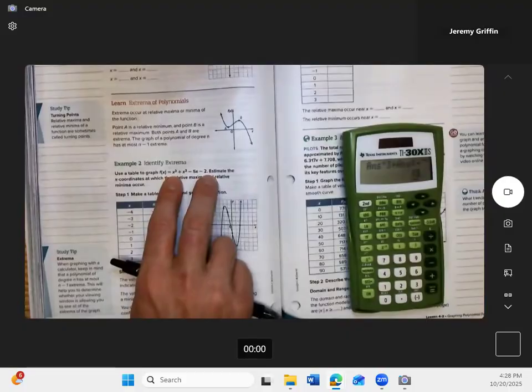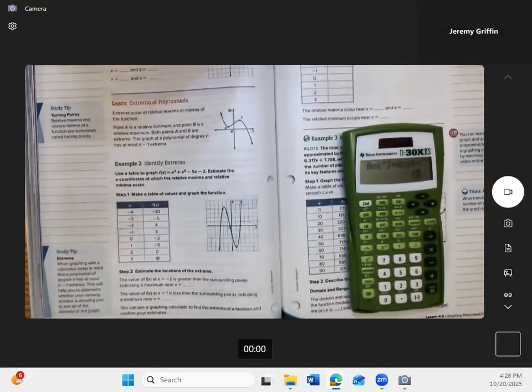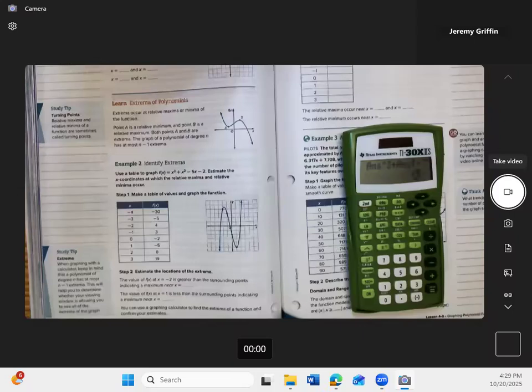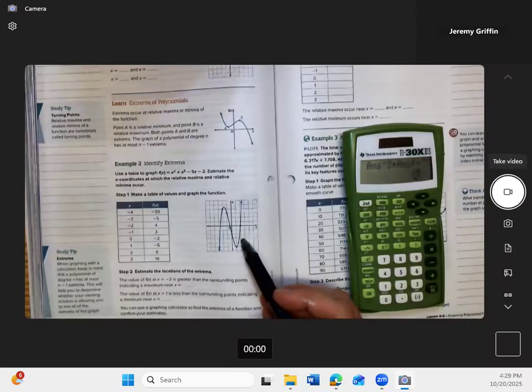Let's see, I think I put this one in Desmos also. x cubed plus x squared plus 5x. Okay, here, let me pop that in Desmos real fast. There you go. That's exactly what that function looks like. Okay, I remember why I did not have that ready in Desmos ahead of time, because the book gives it to you right here. Look, it's the same graph. Oh yeah, it's the same graph.